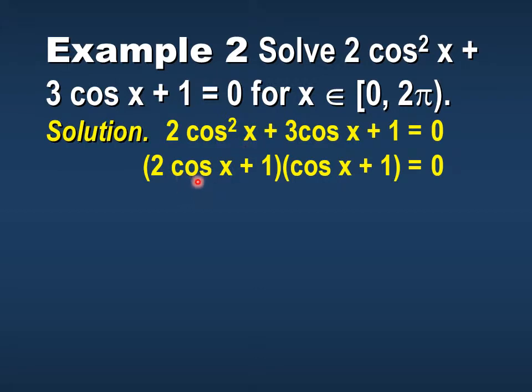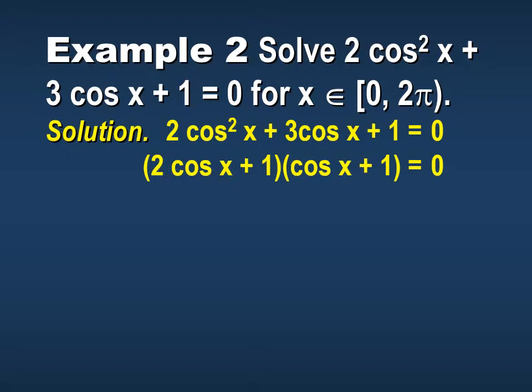2 cosine x times 1 is 2 cosine x. 1 times cosine x is cosine x. And 2 cosine x plus 1 cosine x gives me 3 cosine x. And then 1 times 1 is 1. So again, I just factored that, right?